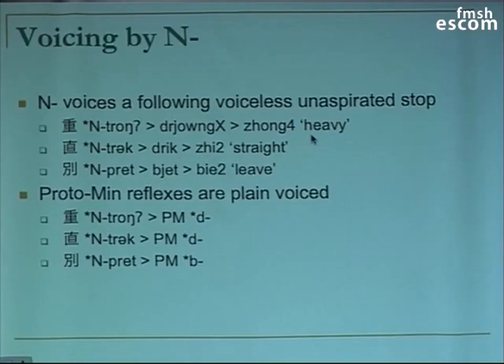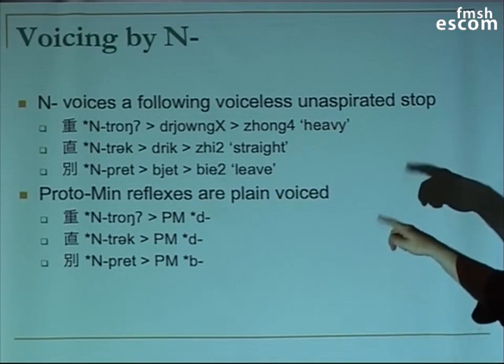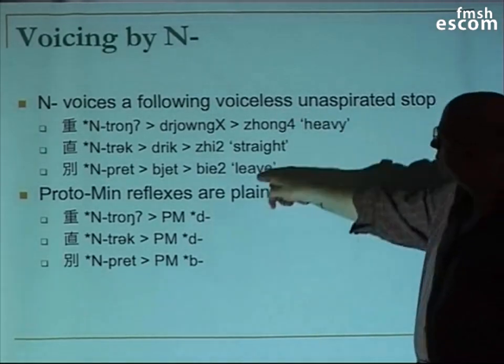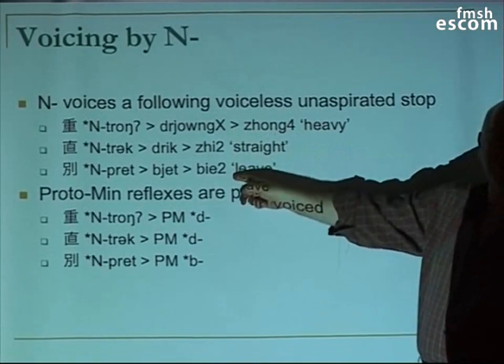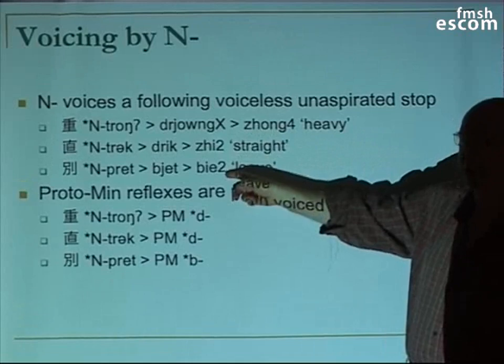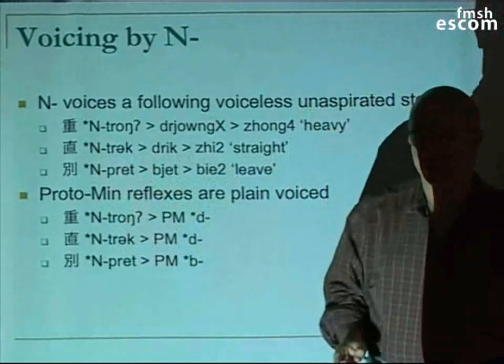Okay, so here are some examples of voicing by capital N. The first three examples are examples of what we think capital N does to a voiceless stop. Well, it voices it, as you can see here, here, and here. And in all these cases, we have word family alternations with voiceless initials, and in Min. For those of these which are attested in Min, they go to unaspirated. When they devoice, unaspirated devoices and aspirates. And when they are found in Yao, they have a pre-nasal.